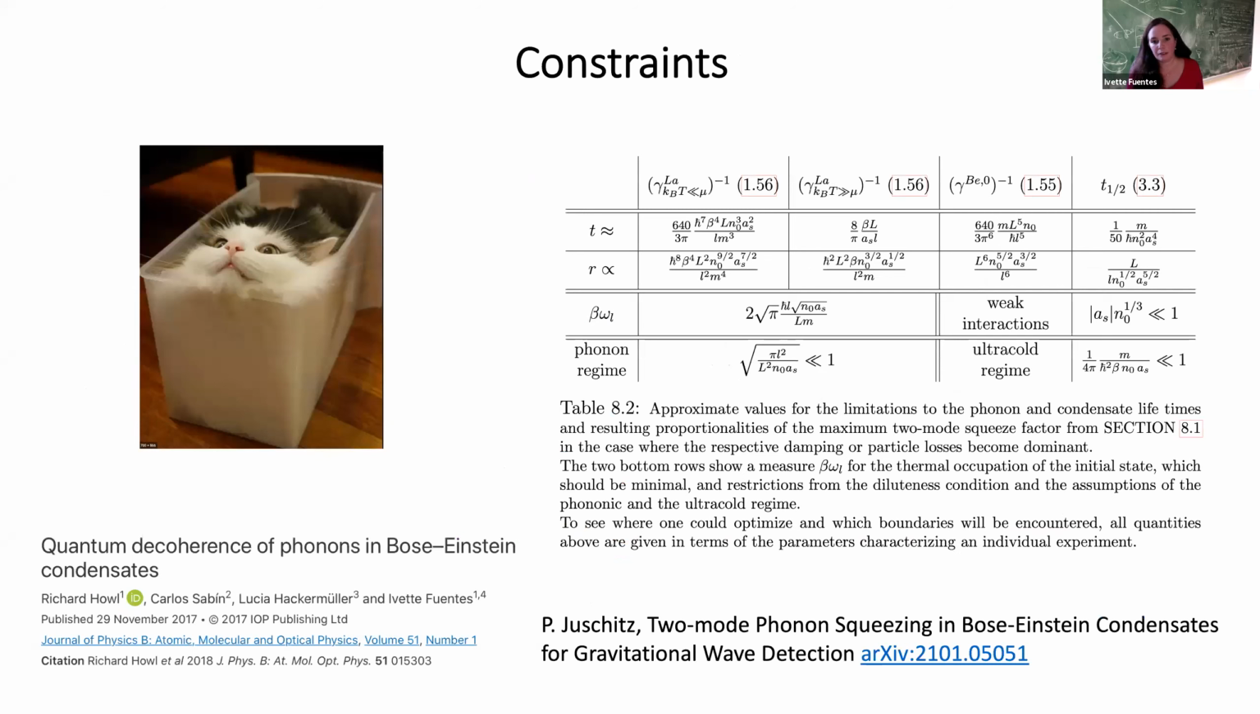These are the constraints. Because you're working with a Bose Einstein condensate and you're looking at phonons, you need to make sure that you're in the phonon regime, that you're in the weak interaction regime, that you're in the ultra cold regime. So these parameters, as you can see, there are quite a few of them, and they all have to obey important constraints.